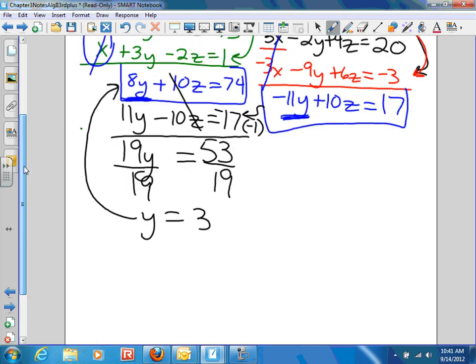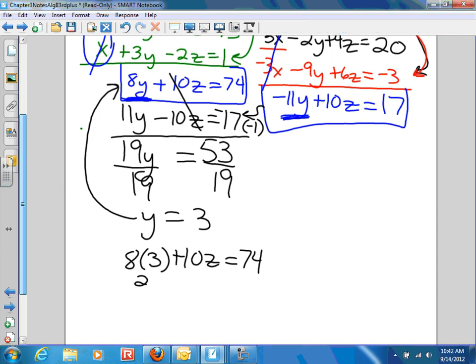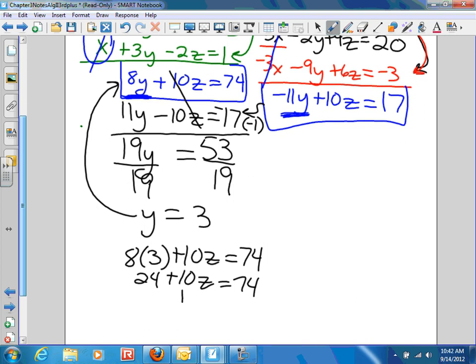So 8 times the 3 plus 10z equals 74. That'll be 24 plus 10z equals 74. Subtracting the 24, 10z is 50, and dividing by 10, z is 5. So right now I've got 2 out of 3 of my values.